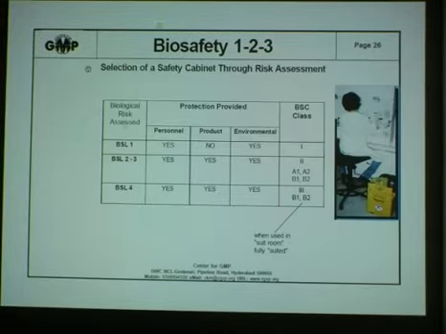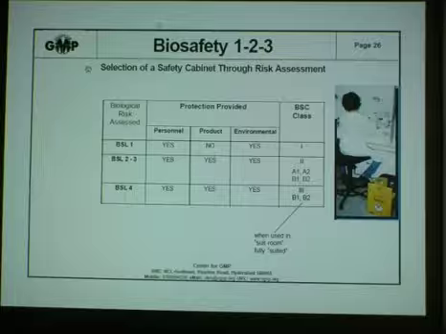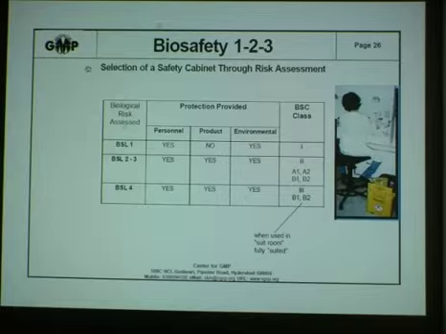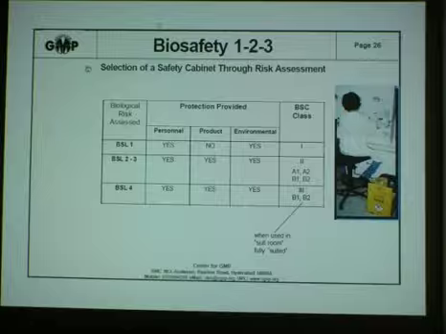Now, selection of a safety cabinet through risk assessment. For BSL level 1, personal protection is given, product protection is not important, and environmental protection is certainly important. Therefore, usually in a BSL 1 facility, any exhaust has a HEPA filter before it is exhausted. In BSL levels 2 and 3, you have personnel protection, product protection, and environment protection. And the kind of biological safety cabinet recommended for level 2 is either A1 and A2 or B1 or B2.